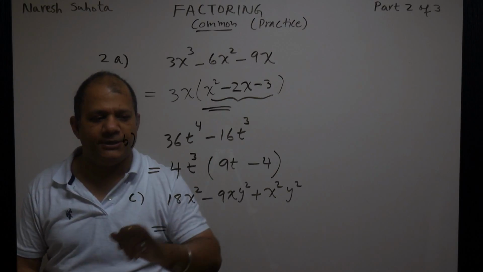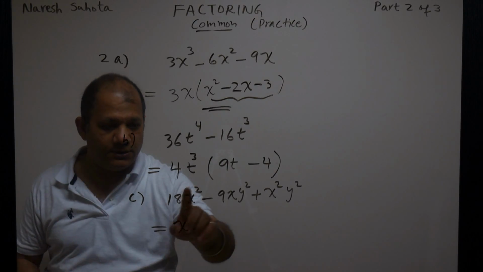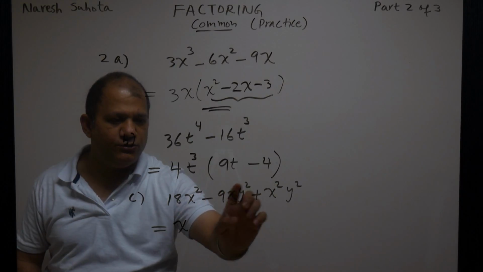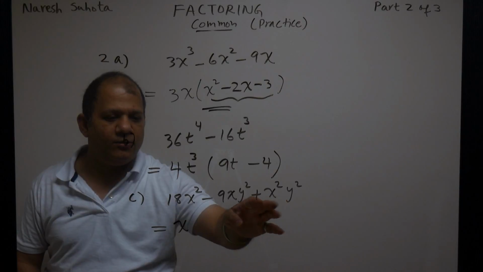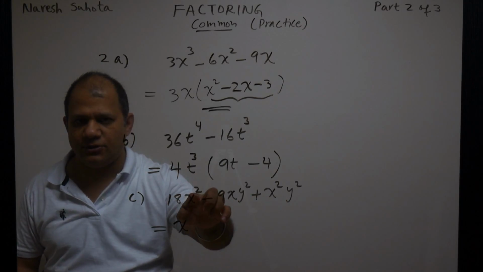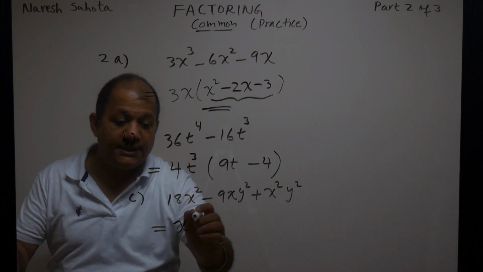X appears in all three terms, so x is common. Let's take out the lowest exponent. Exponent of 2, 1, 2, so we take out exponent of 1. And what about the y? Y actually doesn't appear in the first term, so it's not common. So the only common factor here is x.